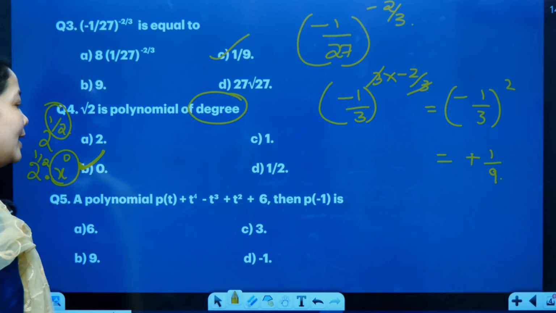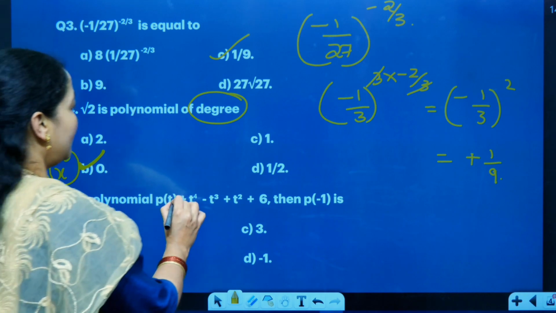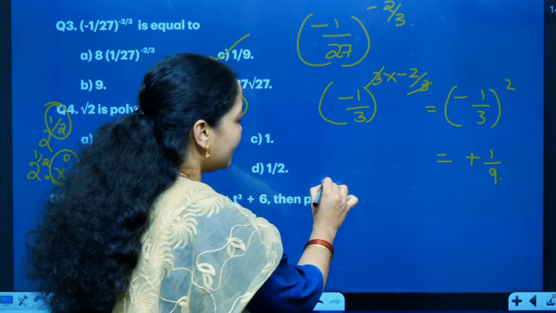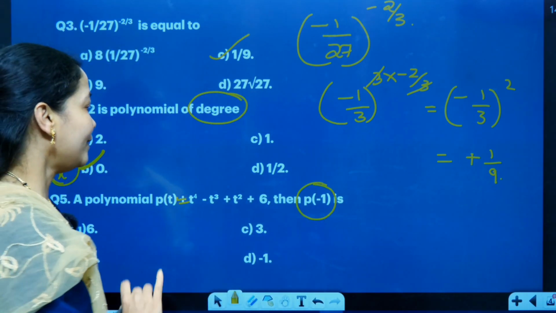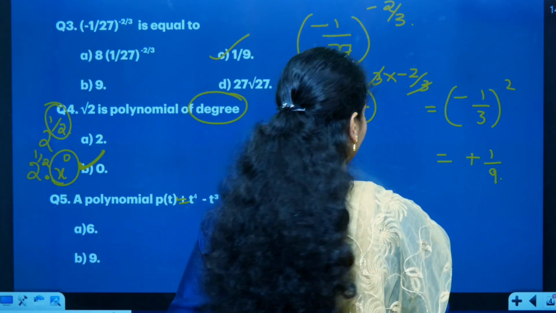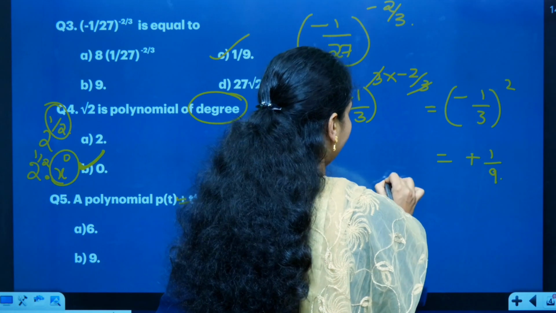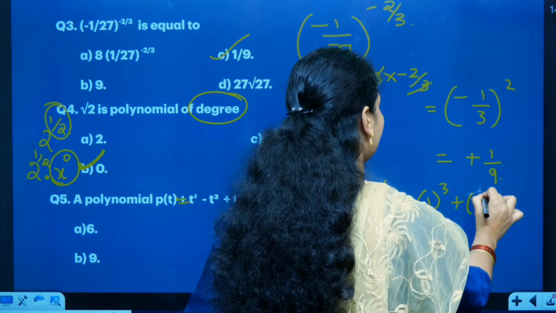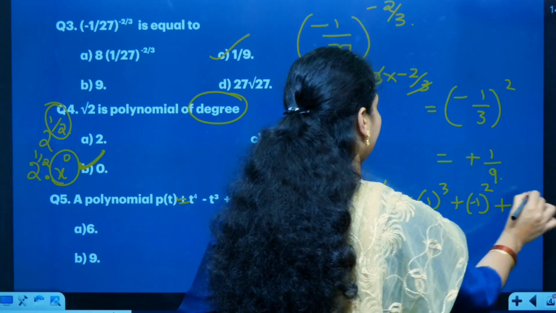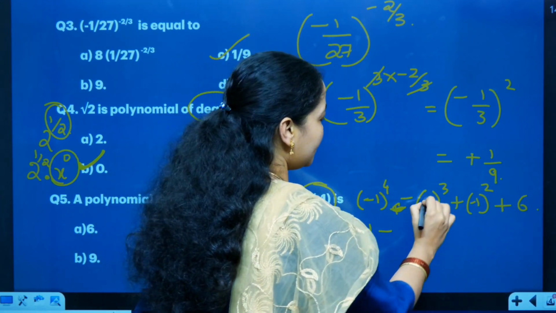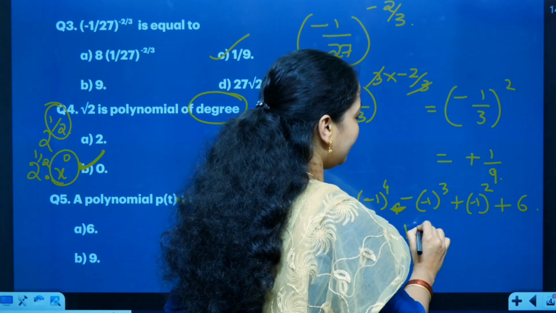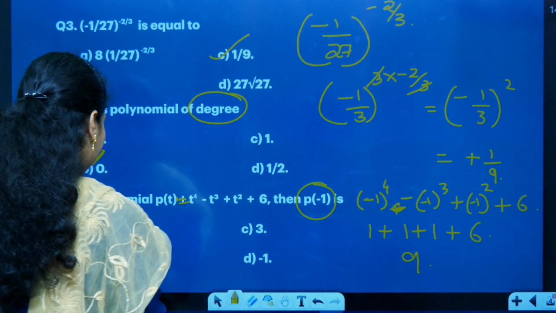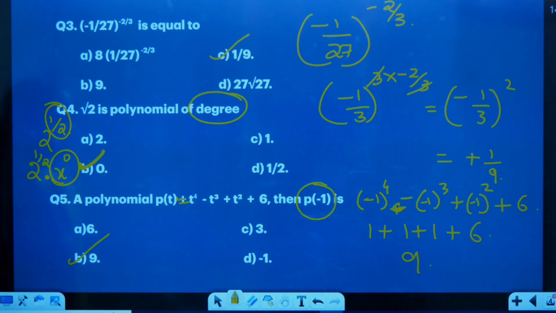Fifth question says a polynomial p of t equal to t to the power of 4 minus t cube plus t square plus 6, and I have to find the value of p of negative 1. I will substitute negative 1 in the place of t, that is negative 1 power 4, negative 1 cube, negative 1 square plus 6. So I will be left with 1 minus of minus 1 will be plus 1, again plus 1 and plus 6. So my answer will be 9. So it is matching with B option, hence B is the right answer.